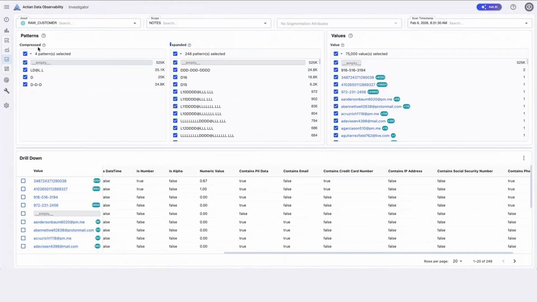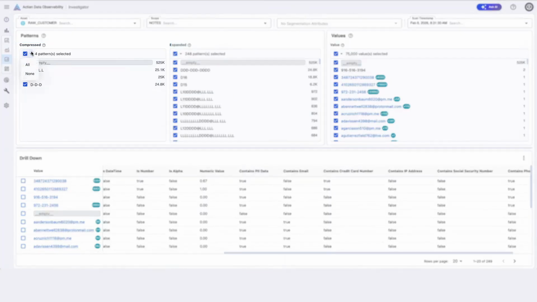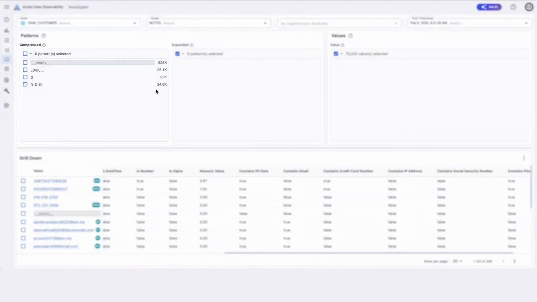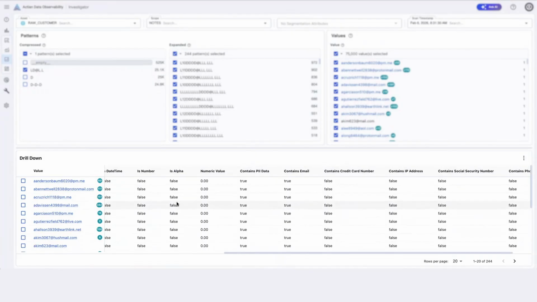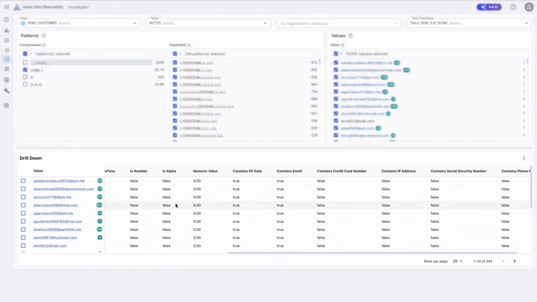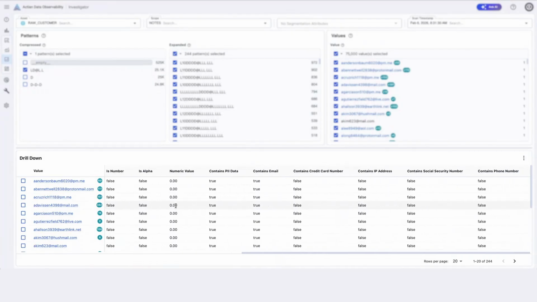Users can compare compressed and expanded patterns to pinpoint where and how data deviates from business rules. The investigator provides full contextual exploration, allowing you to drill down into data characteristics, including its metadata, distributions, trends, and attribute level statistics, really making it easy to compare good versus bad data and understand how behavior has changed.